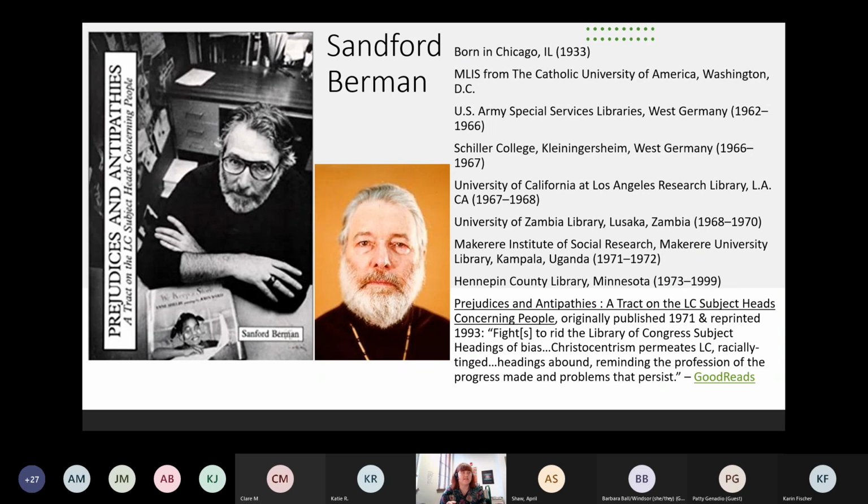This is one of the most foundational texts as to, let's call it, social justice and subject headings. This book was reprinted in 1993 and acknowledged some of the updates that have occurred. And it really fought to rid the Library of Congress subject headings of bias, the Christocentric perspective that permeates Library of Congress, racially tinged headings abound, reminding the profession of the progress made and the problems that still persist. And it's really interesting to look at the 1993 edition and go to the Library of Congress subject heading database and see what has changed, because there are still changes occurring that were suggested in 1971. So that's really interesting to see.